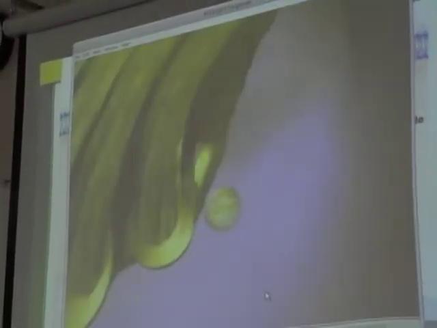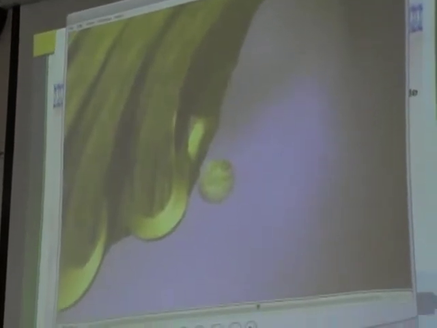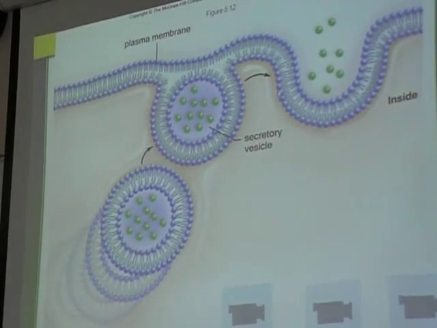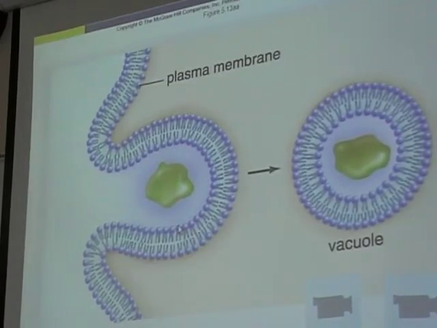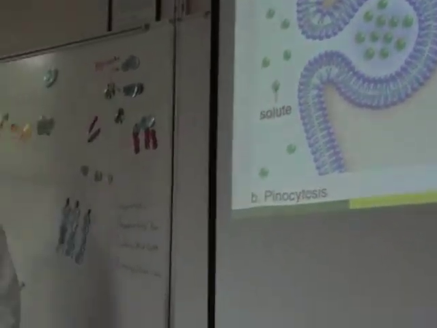What's it called when it pulls stuff in? Endocytosis, pulling stuff in, exocytosis, releasing. And that uses energy as well. Pulling stuff in and releasing stuff, if you do it in big vesicles, that requires energy.